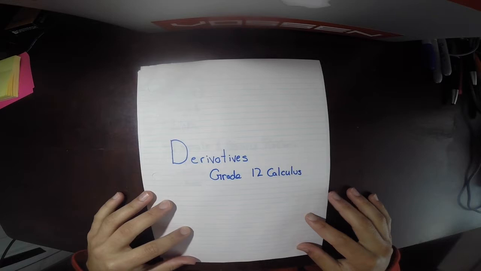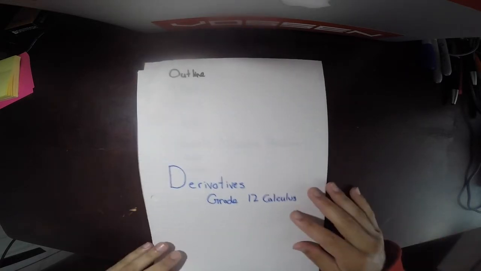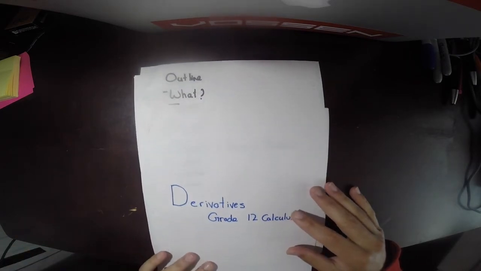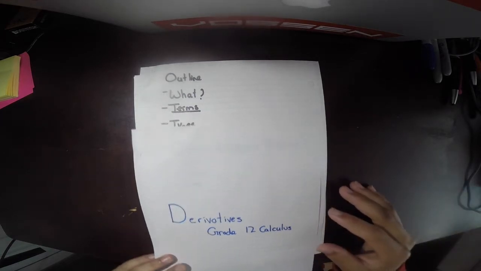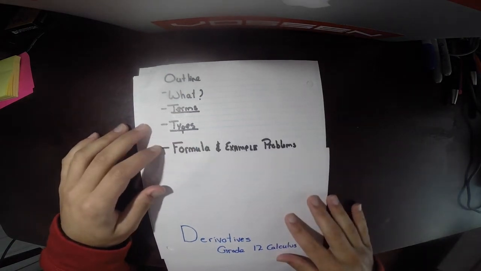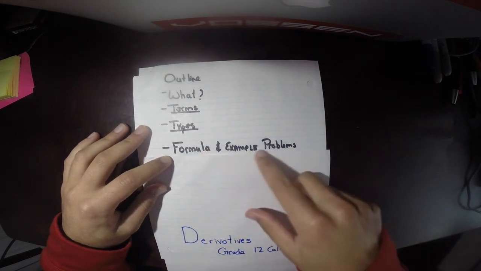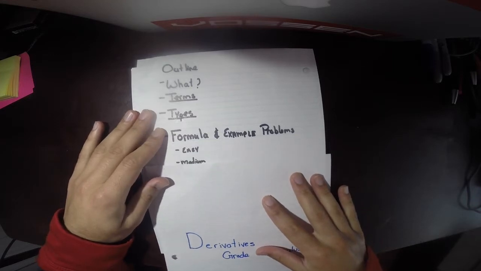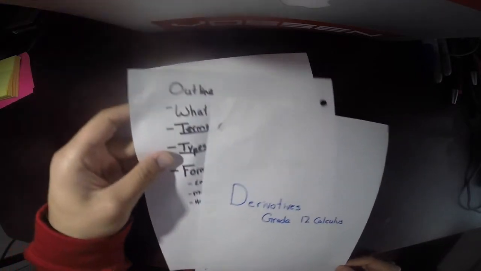Now before I get my lesson started, I want to tell you the outline of this lesson. First, we're going to start with what is a derivative. Second, we're going to go over important terms that relate to this lesson. Third, we're going to talk about the 4 types of derivatives we're going to go over. And then for each of those derivatives, we're going to go over their formula and example problems, ordering in the steps of an easy problem, a medium problem, and a hard problem. And that's what our outline is going to be today.